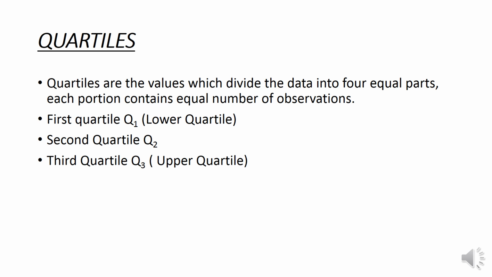First of all, what are quartiles? Quartiles are the values which divide the data into 4 equal parts: Q1, Q2, Q3, Q4. Each portion contains an equal number of observations. It means the given data is divided into 4 equal parts. The first quartile Q1 is known as the lower quartile, the second quartile is Q2, and the third quartile Q3 is known as the upper quartile.